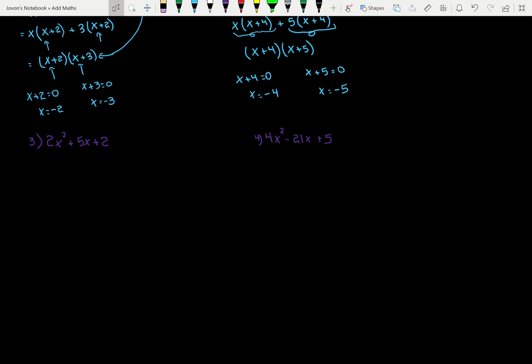Now this one is different, and becomes a little bit more difficult, because notice the coefficient in front of x squared is no longer 1, it's 2. Okay, so let's see what we do here. So we have a is equal to 2, b is equal to 5, and c is equal to 2. ac is equal to 2 multiplied by 2, which is 4. So we need two numbers which multiply to give you 4 and which add up to give you 5.